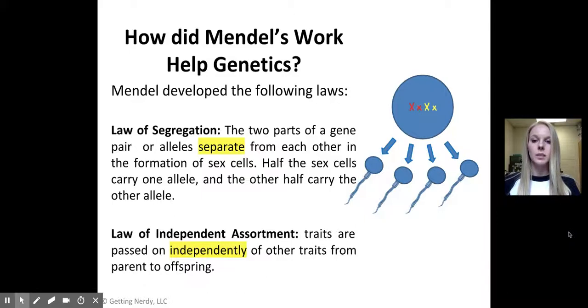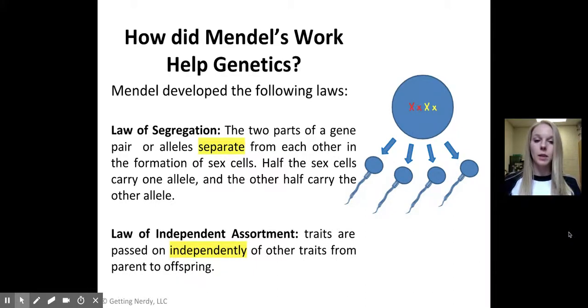Based on his findings, Mendel developed the following laws. The law of segregation, where two parts of a gene pair or allele separate from each other in the formation of sex cells. Half the sex cells carry one allele and the other half carry the other allele. The law of segregation occurs in the first stage of meiosis, and that would be meiosis 1, specifically in prophase 1. The law of independent assortment states that traits are passed on independently of other traits from parent to offspring.